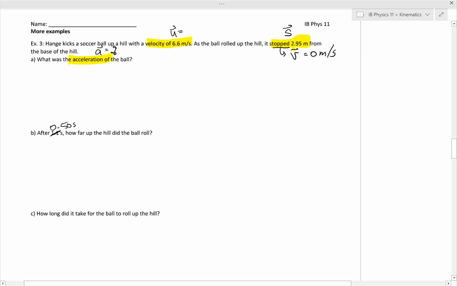First things first, we are going to draw a picture. So I'm going to draw a picture on the side here. We have a ball that's being kicked. At the very beginning, it starts off rolling very fast, and as it goes up the hill, it slows down and finally comes to a stop. I'm going to label my positive direction going up the hill. Okay, now I have a picture.